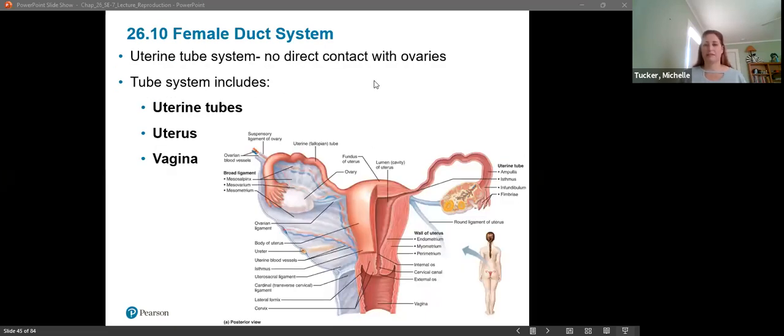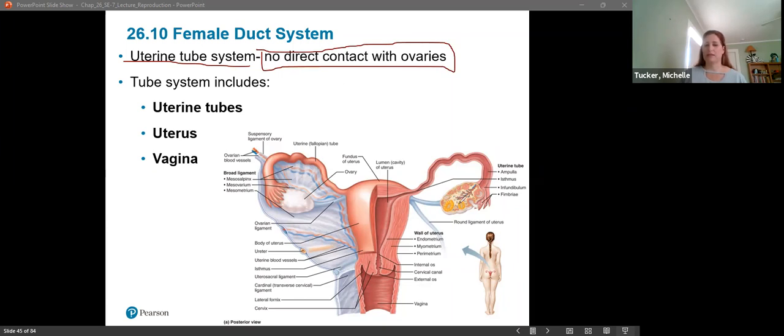The female duct system is different from the male duct system in that the male duct system is a continuous structure. We have the seminiferous tubules, which have coiled ducts leading to straight ducts, leading to the rete testis, leading to the epididymis, and out the vas deferens. It's a complete system. The female system is more complicated in that the uterine tube system has no direct contact with the ovaries.